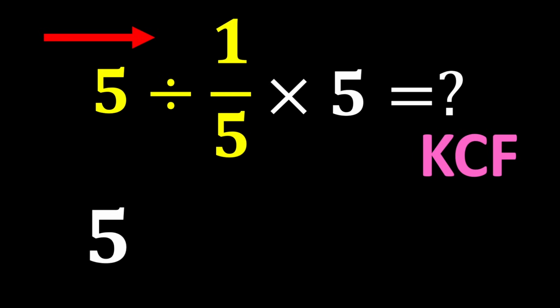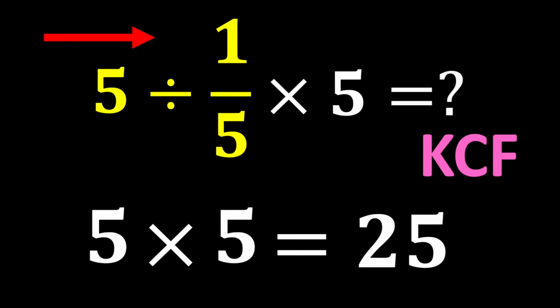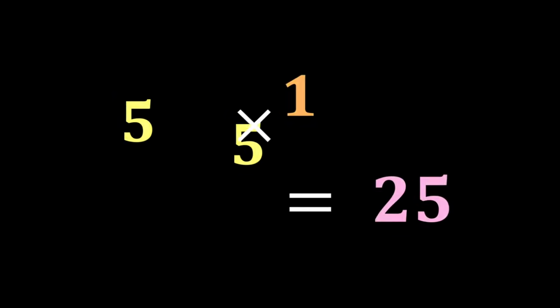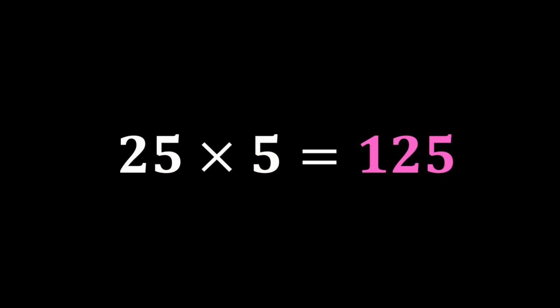According to this rule, we keep the first number exactly as it is. Division is changed into multiplication. And the second number is flipped. Therefore, the expression changes from 5 divided by 1 over 5 to 5 multiplied by 5, which becomes 25. At the end, we multiply 25 by 5, which becomes 125.